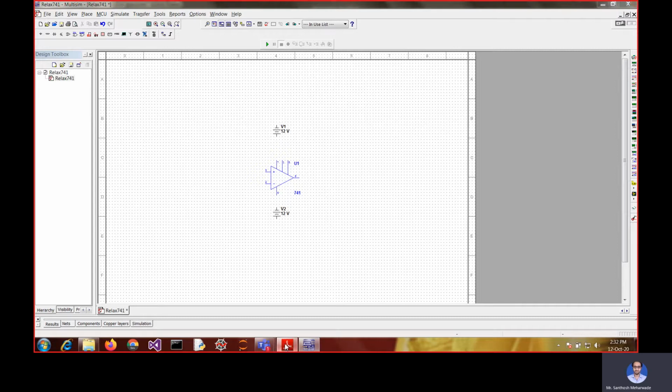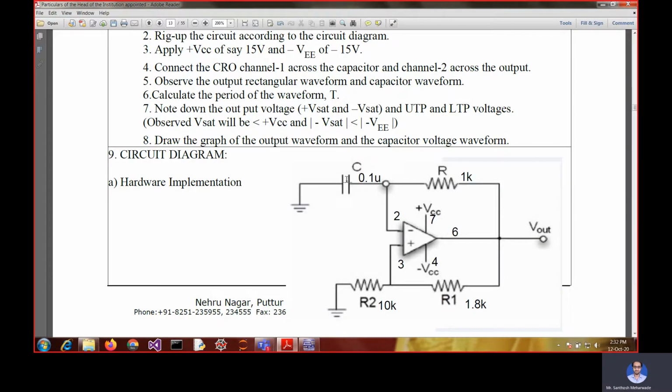So based upon that, I'm going to use two components. One is a capacitor and another one is a resistor. The capacitor is 0.1 microfarad, and next is a resistor of 1 kilo ohm that I'm going to place in the same way.